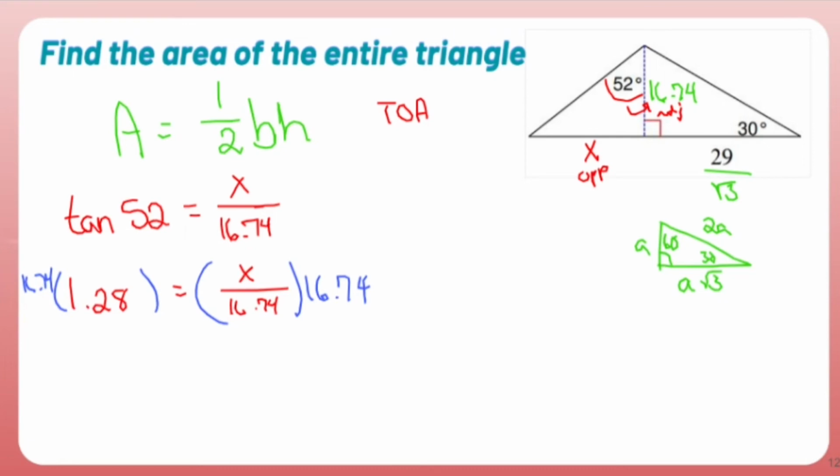But what I'm doing is I'm running to my calculator right now. I'm typing out 16.74 times 1.28, and I get 21.426222. So I'll do 21.426. X represented that missing side right there. So let's get rid of it and now call it 21.426.